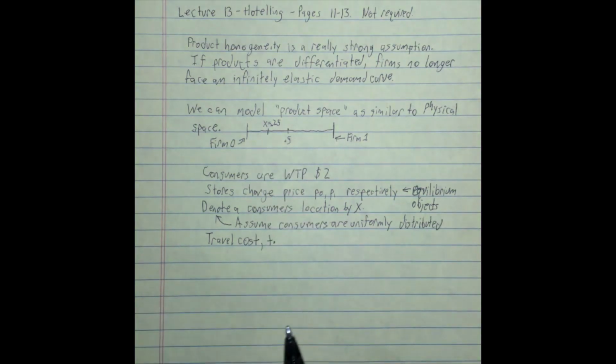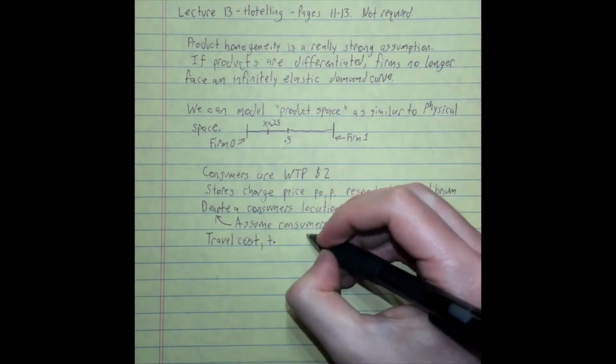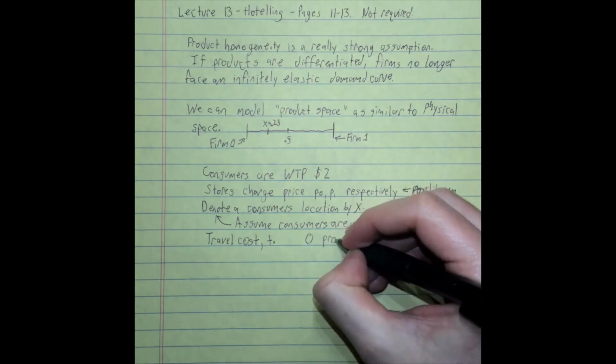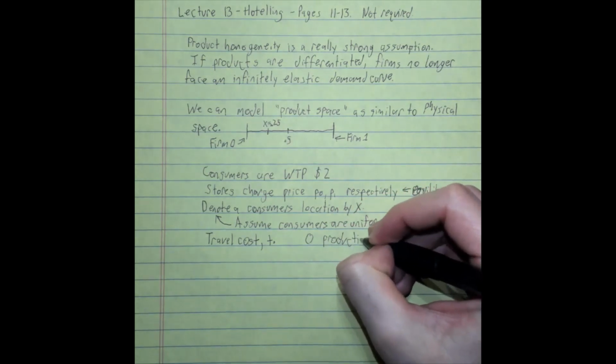If you're at the Arch and Zaxby's has a $1 lower price, you might be willing to walk for it. If it's a major rainstorm, you might not be willing to walk that extra block for Zaxby's, even if they were $10 cheaper. So the travel cost is going to help drive demand, or the elasticity of demand. And then finally, we're just going to say 0 production costs. So it's free for the firms to make the chicken.